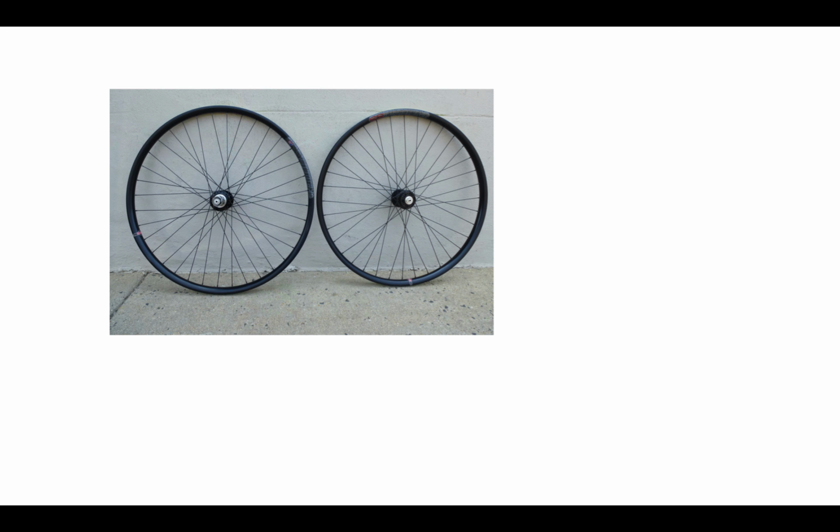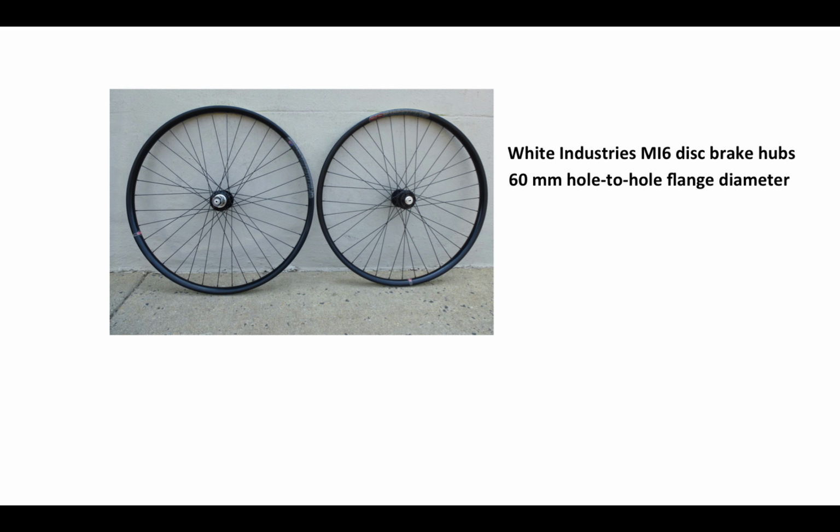Here is a set of wheels that I have good expectations for. We have White Industries MI6 disc brake hubs, a nice big 60 millimeter hole-to-hole flange diameter on both sides of both hubs, and I laced these up to Velocity Blunt SL rims, tangential lacing on both sides of both wheels, and nice high tension. Good strong hubs and rims should make for a good strong wheel set.